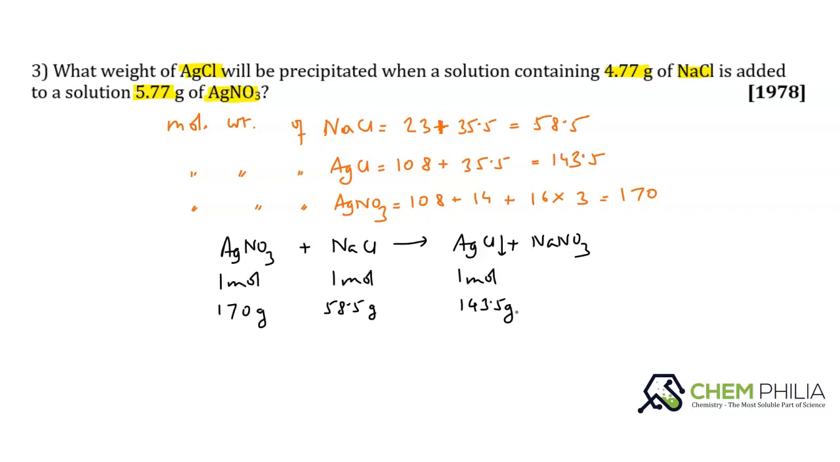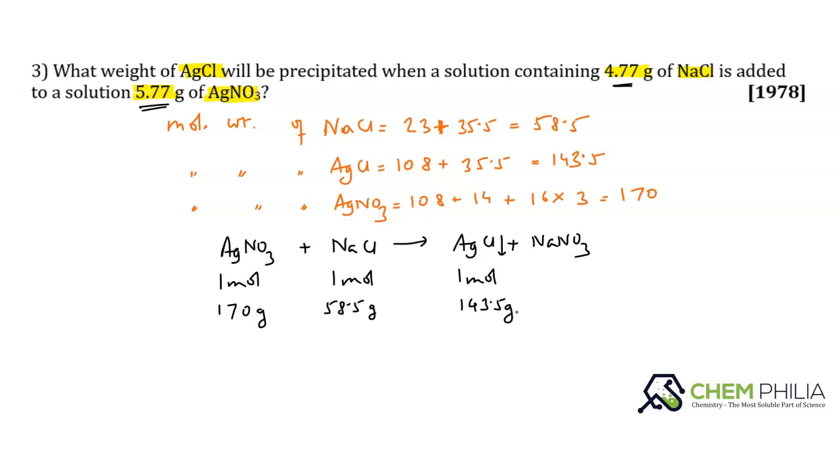Now the thing is, how much NaCl is taken according to the question: 4.77, and how much AgNO3 is taken: 5.77. Now the question is, do they react completely, or is anyone left? So that means basically this is a question of limiting reagent. Now how do we find the limiting reagent?